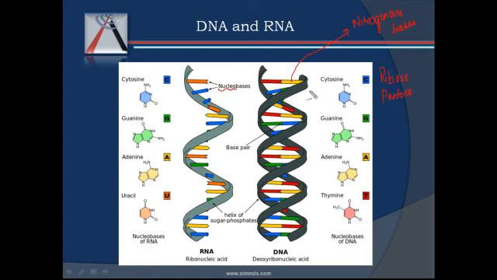Other than that, we have phosphate bonds, which are not clear in this diagram. We'll be looking at those in the next diagram. Phosphate bonds connect the sugar molecules in the backbone, and we have hydrogen bonds. Hydrogen bonds connect the nucleobases of the two strands together in a DNA molecule. So with this basic, we'll move on to the next slide.